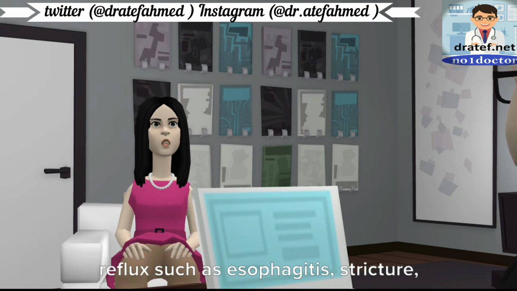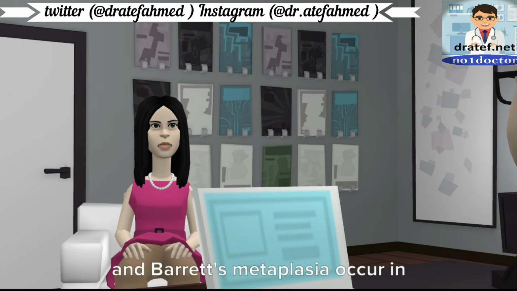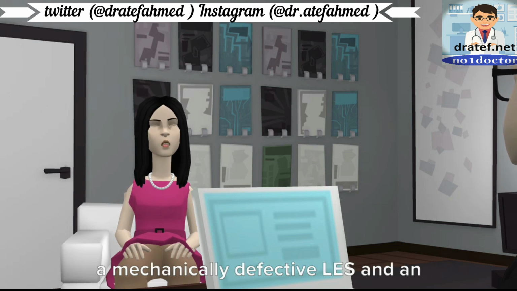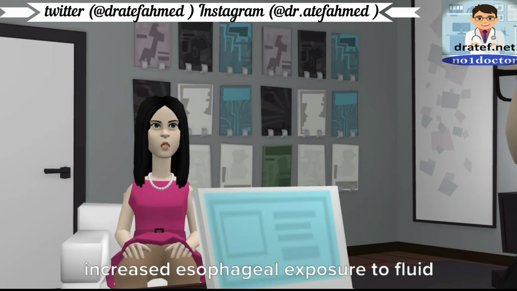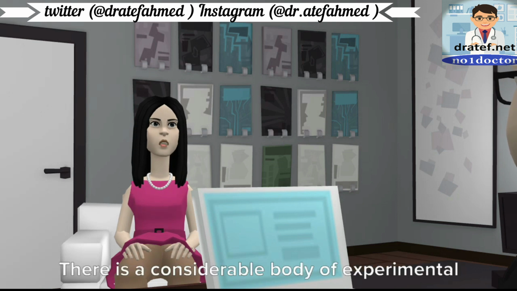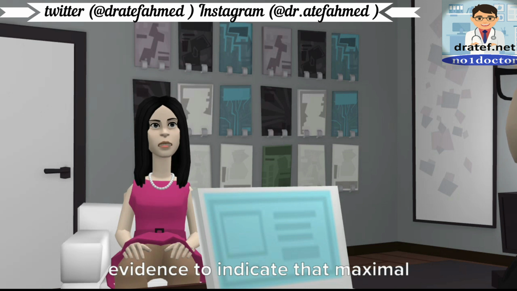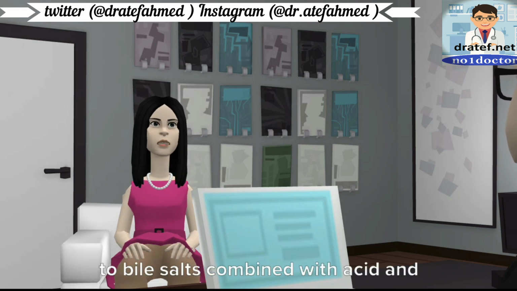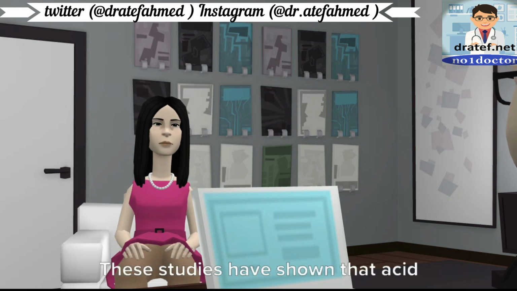Complications of gastroesophageal reflux such as esophagitis, stricture, and Barrett's metaplasia occur in the presence of 2 predisposing factors: a mechanically defective LES and an increased esophageal exposure to fluid with a pH of less than 4 and greater than 7. There is a considerable body of experimental evidence to indicate that maximal epithelial injury occurs during exposure to bile salts combined with acid and pepsin.